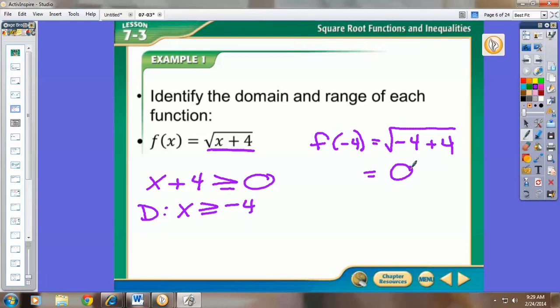So this is the smallest number I can get out. How would I write my range? I don't want to just say f of negative 4 equals 0. That's not my range. Our output range is y is greater than or equal to 0.